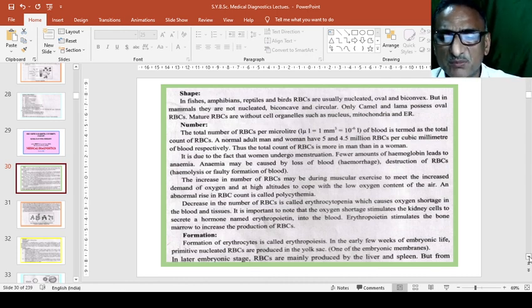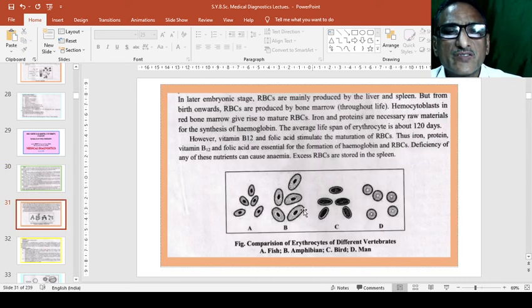RBCs are mainly produced by liver and spleen cells. In the later embryonic stage, RBCs are mainly produced by liver and spleen, but some are also produced by bone marrow. Hemocytoblasts in the red bone marrow give rise to mature RBCs. Iron and proteins are necessary raw materials, and hemoglobin is a protein content of the blood. The average lifespan of an erythrocyte is about 120 days.